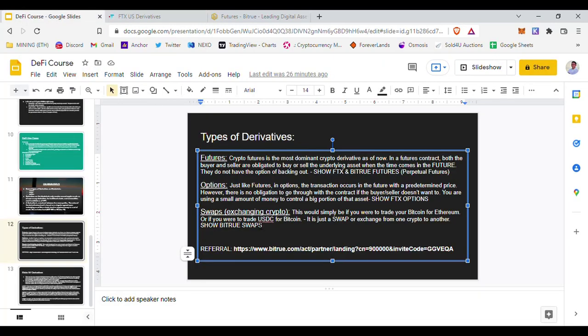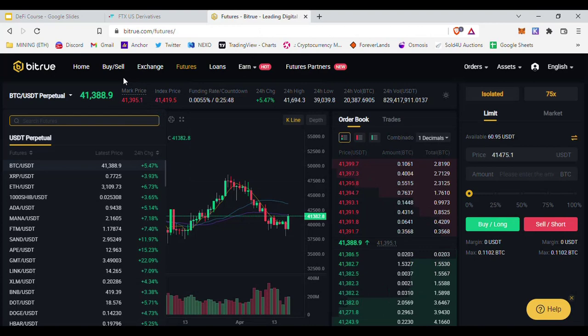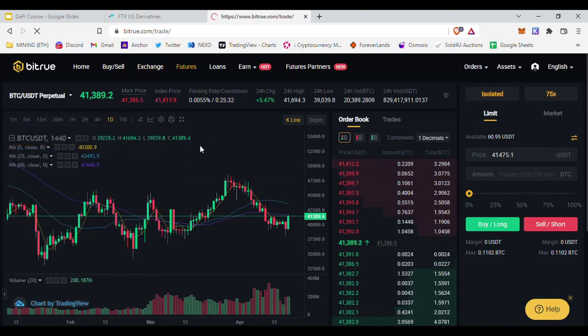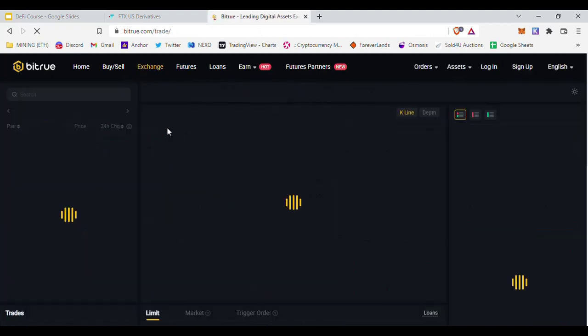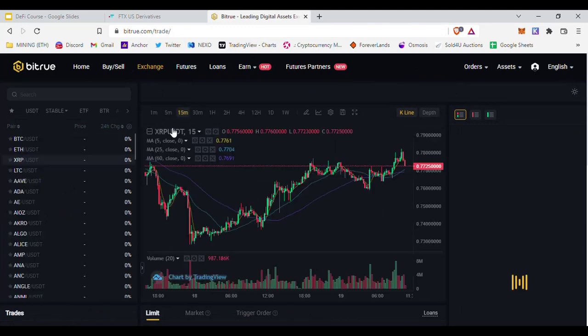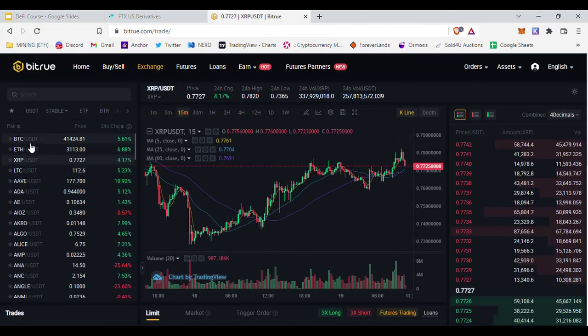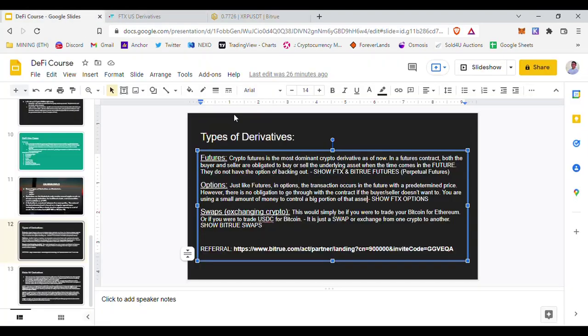Then you have swaps. This is just simply exchanging crypto. This would be if you were to trade your Bitcoin for Ethereum, or if you were to trade USDC for Bitcoin. It is just a swap or exchange from one crypto to another. So pretty basic. If you go into an exchange, you can exchange one crypto for another. You could exchange USDT for XRP, or Bitcoin to USDT, all that. So it's pretty basic as far as derivatives go. I'm only really involved in the swaps, obviously, but futures a little bit, and perpetual futures.